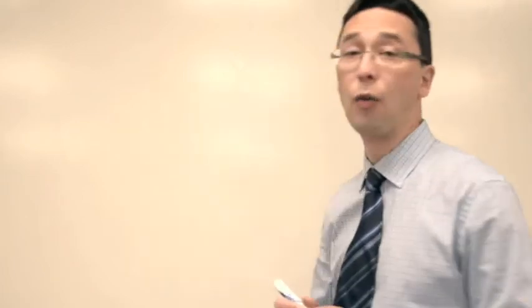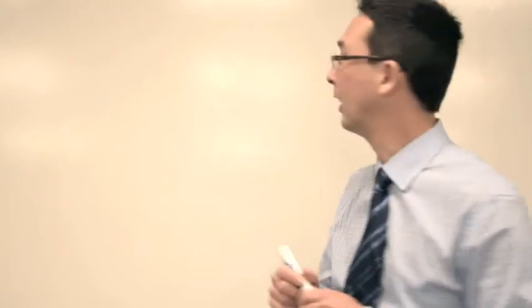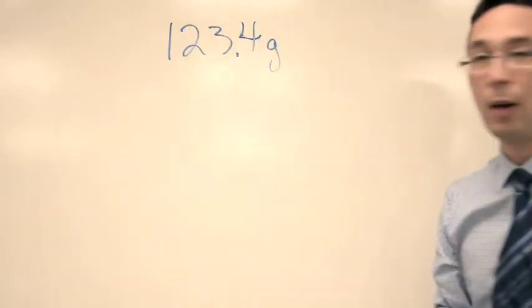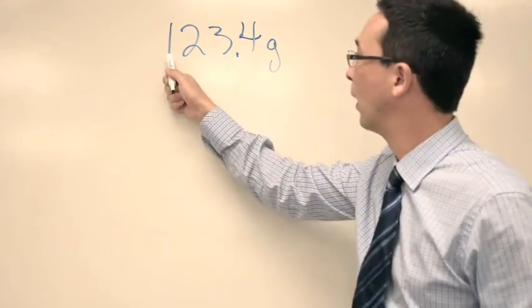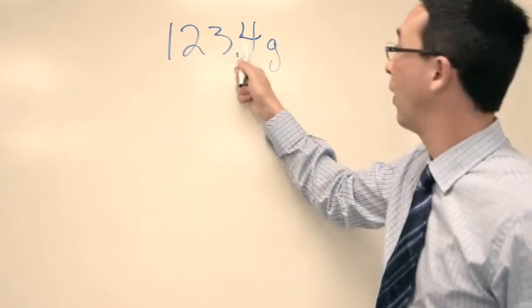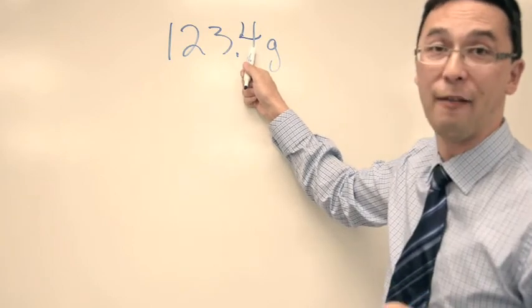Now, to count the sig figs, there are a whole bunch of rules that I gave you, and we'll just highlight the most important ones. First of all, non-zero digits are significant. So in a value like 123.4 grams, there would be 4 sig figs. The 1 is the first, the 2 is the second, the 3 is the third, and the 4 is the fourth and final sig fig.